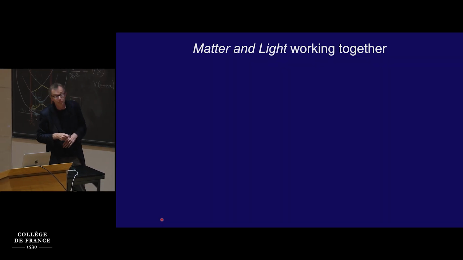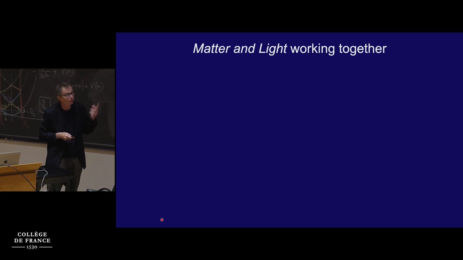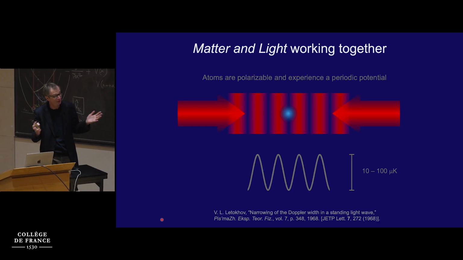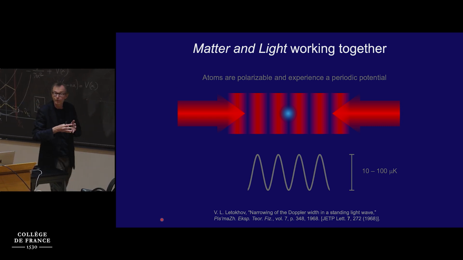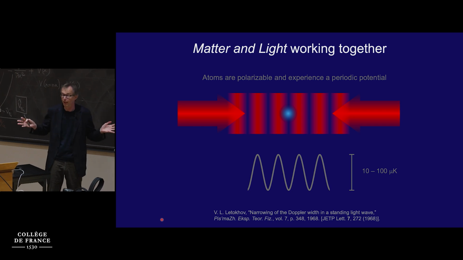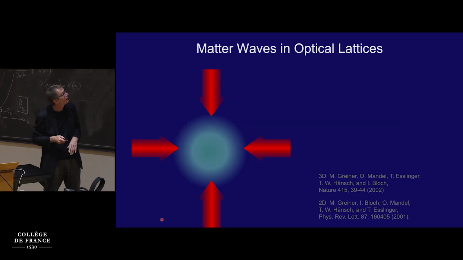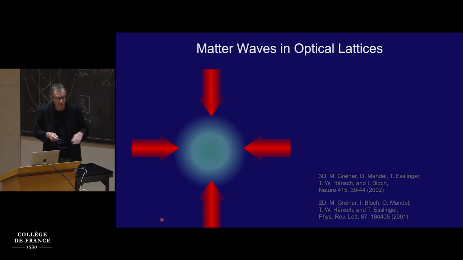And for that, we let matter and light work together. And we just heard about the periodic potentials. And atoms, as you know, are polarizable. And using standing waves, we can create periodic potentials. And we can do that not only in one dimension, but also in 2 and 3 dimensions, imagine.